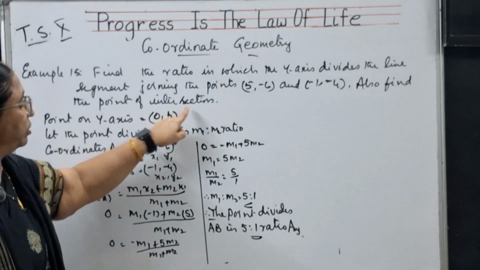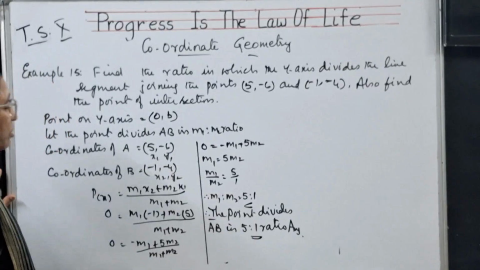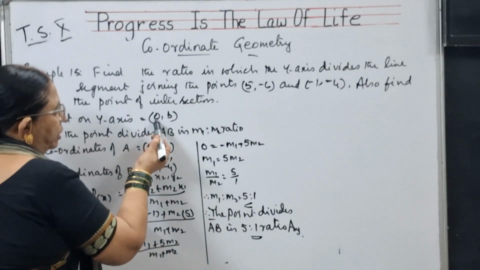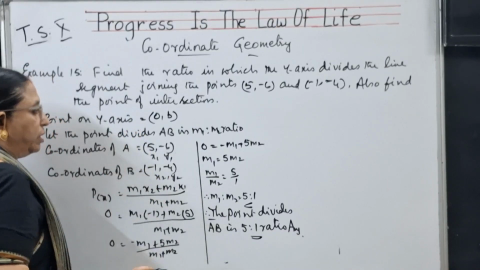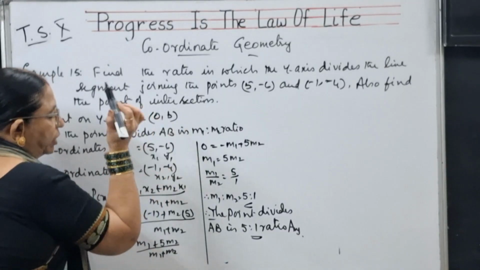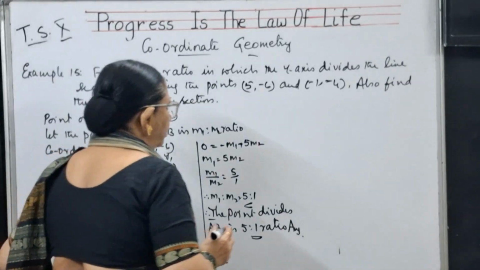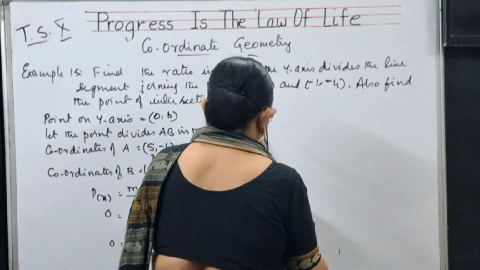Also find the point of intersection. They are asking what is the point of intersection. That means coordinates of this point they are asking. The x coordinate is already 0, so we need not bother. Now we have to find out B. B is the y coordinate, so we should continue our problem with the y coordinate.